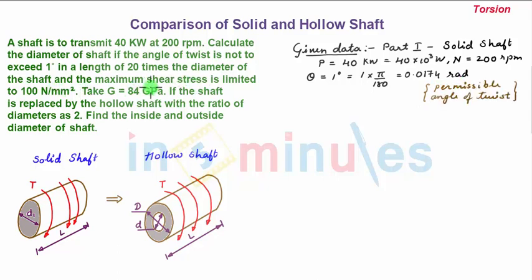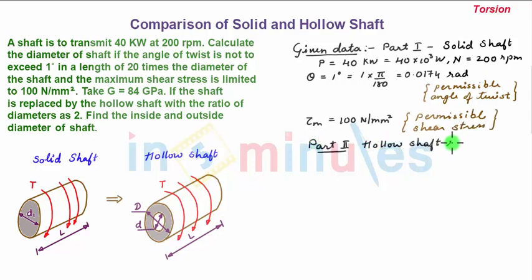Also the maximum shear stress to be limited is given as tau m is equal to 100 Newton per mm square, which is your permissible value of shear stress. In part 2 we have a hollow shaft replacing the solid shaft, and the ratio of diameters of hollow shaft is 2. Now since this ratio is greater than 1, this diameter ratio has to be capital D by small d, since capital D is the outer diameter which is greater than that of the inner diameter.